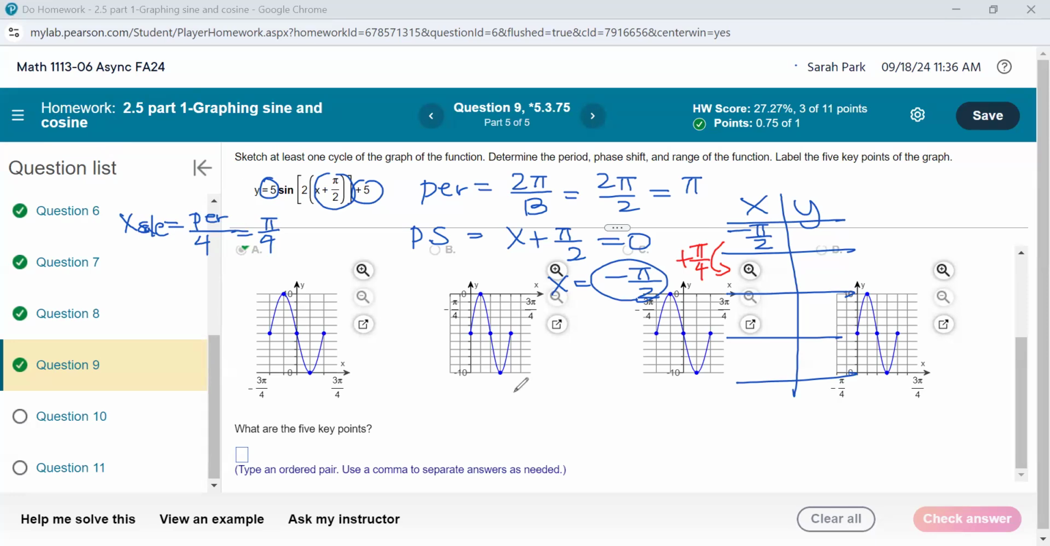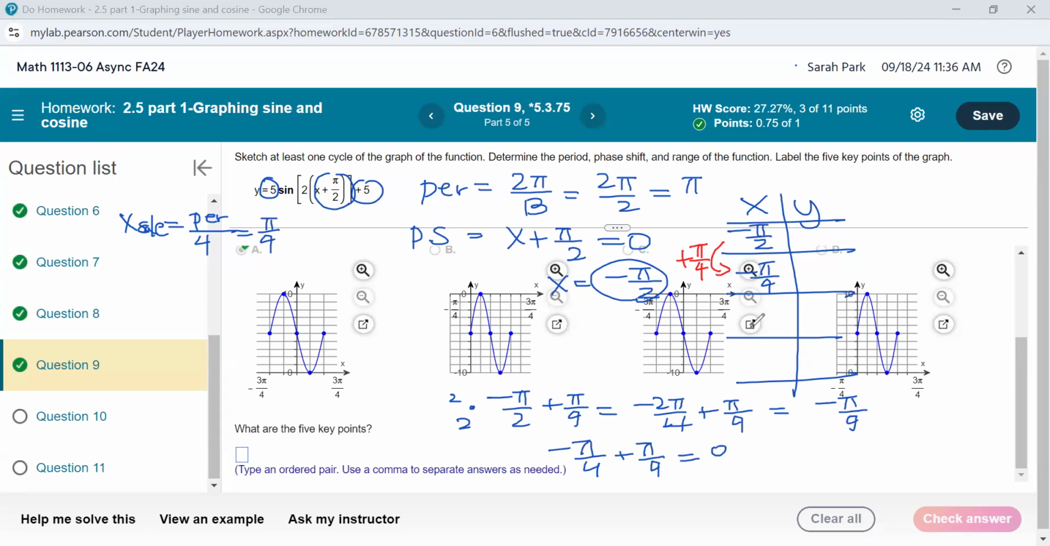We have negative pi over 2 plus pi over 4. I can get common denominator of 4, so this equals negative 2 pi over 4 plus pi over 4, which is negative pi over 4. Negative pi over 4 plus pi over 4 is 0. 0 plus pi over 4 is just pi over 4. Pi over 4 plus another pi over 4 is 2 pi over 4, which is pi over 2. Okay, so we found all the values for x.